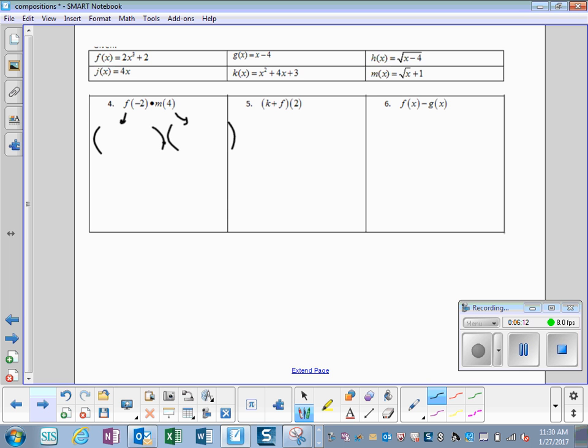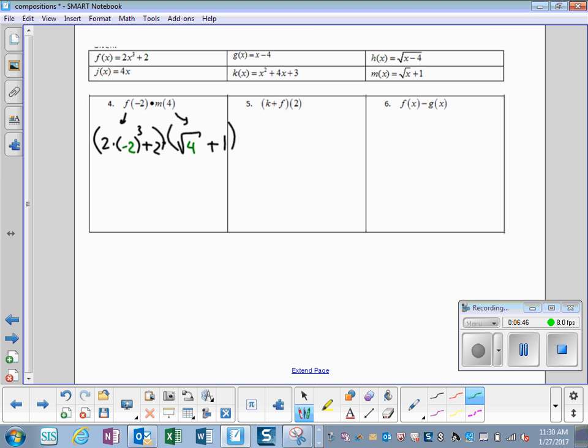So my f is 2x cubed plus 2. So 2 times, what do I put instead of x here? -2. And then into the second set of parentheses, I put my m of x. Where is my m of x? Right here. Square root of x plus 1. So I put square root plus 1, and what goes under the square root? 4.